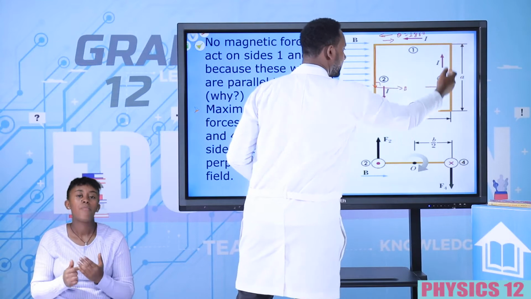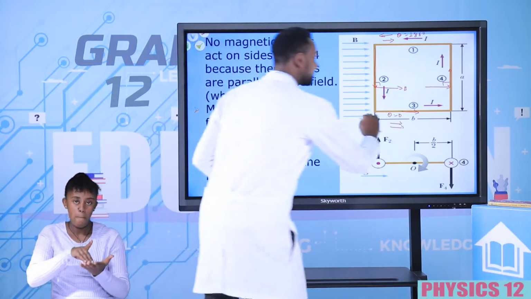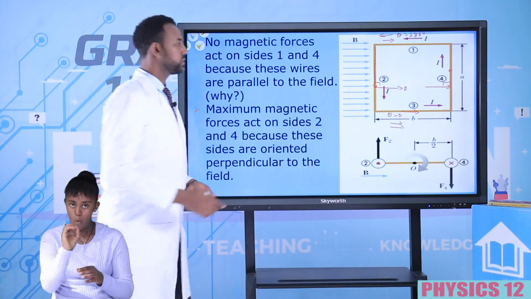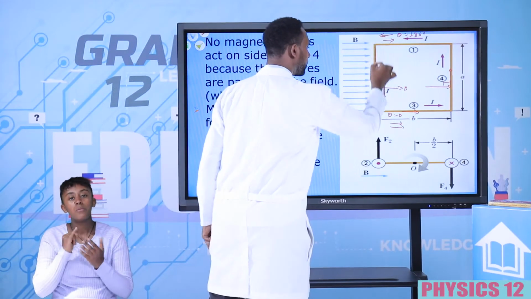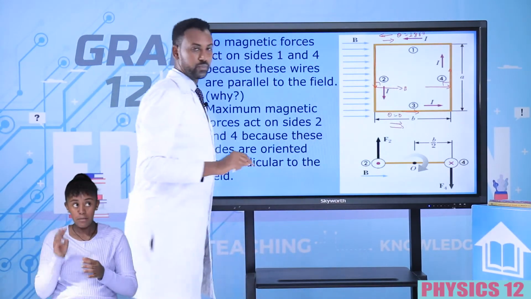Therefore, the force exerted here and here is maximum, whereas the force exerted on these segments is zero. Therefore, it's possible to find the force exerted on this segment and on this segment only.